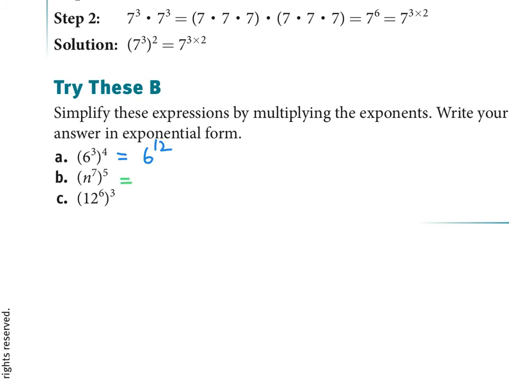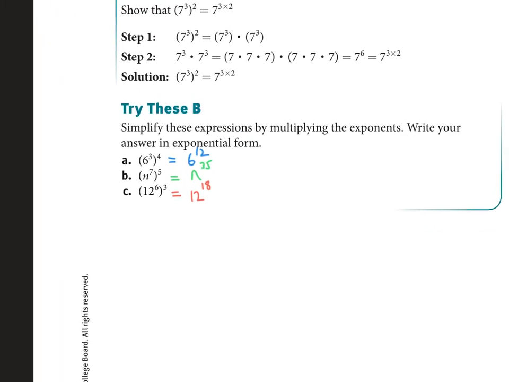The next one, same thing. It's a power to another power, so 7 times 5 is 35. And then finally, 12 to the 6th to the 3rd is going to end up being 12 to the 18th power. We're multiplying exponents in that case.